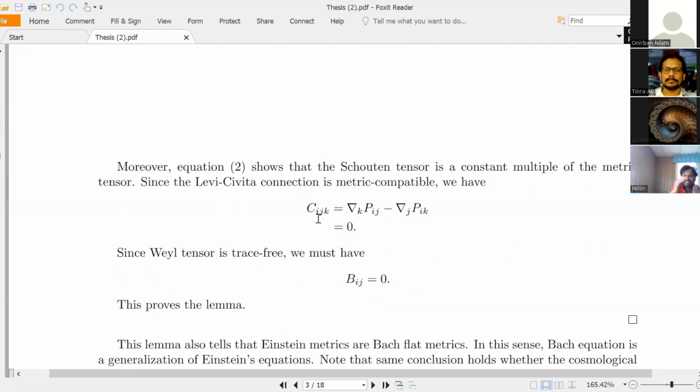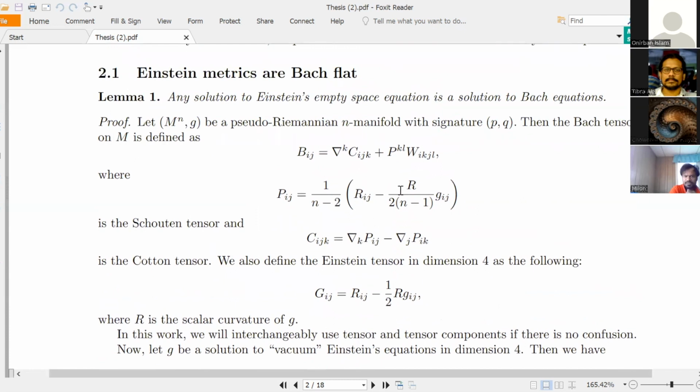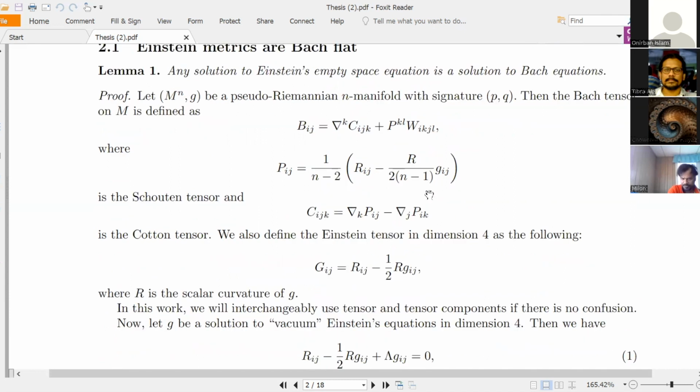So now we have an Einstein manifold, and by the way, this is the definition of the Cotton tensor Cijk, which is basically the derivative of your Schouten tensor. You just change the order. This is identically zero, and the argument is very simple. Here, your Rij is some constant multiple of Gij. Your Ricci is a constant multiple of G, and if you use this definition of Schouten tensor, after just one or two lines of computation, you prove your Schouten is a constant multiple of your metric.